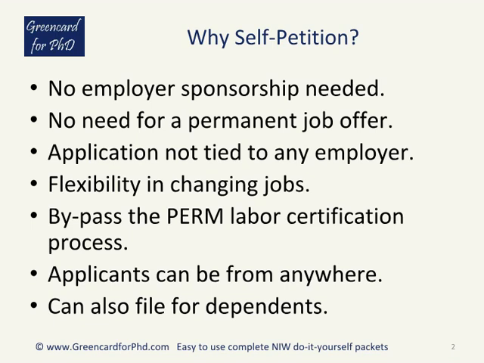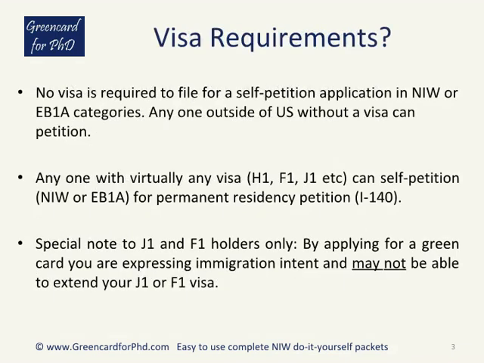For example, concurrently filing allows applicant families to take immediate advantage of employment authorization for job purpose and advanced parole for travel abroad. A common question that we get asked normally is, do I need to have a certain type of visa to apply for either NIW category or the EB-1A category? Truly, anybody with or without a visa, irrespective of the type of visa, can apply for a self-petition. If you have a F1 visa or a J1 visa, then USCIS still allows applicants to do a self-petition.